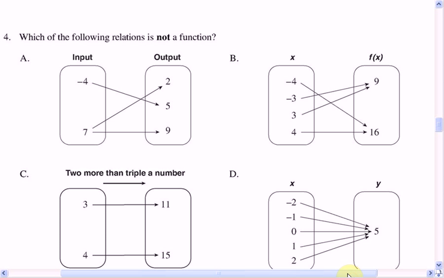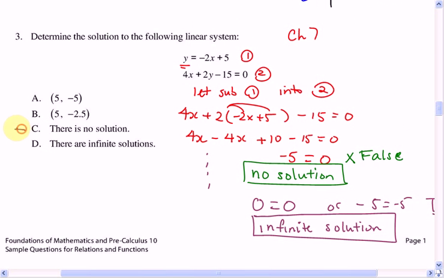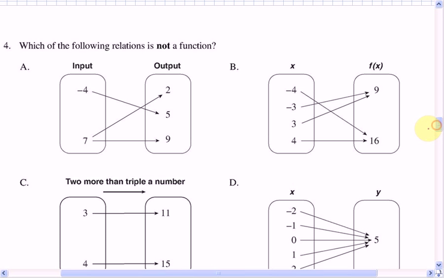Which of the following relations is not a function? Remember the idea of not a function? N-O-T, right? Not. Oh, by the way, I forgot to choose C. Not a function. I hope you remember the idea of a function. Remember, a function is for each input there is only one output.